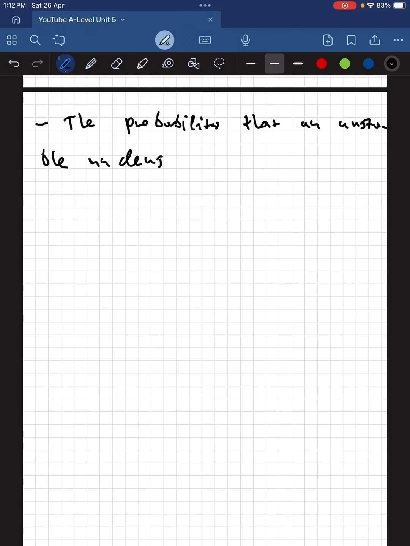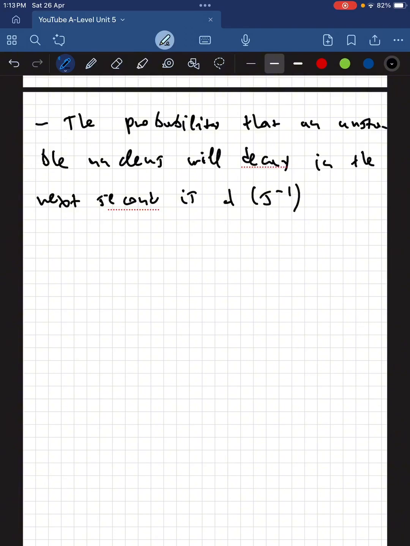Now, let's talk about the radioactive decay law, and let's start by saying that the probability that an unstable nucleus will decay in the next second is lambda. Okay, lambda is called the decay constant, and it has units of seconds to the minus 1.